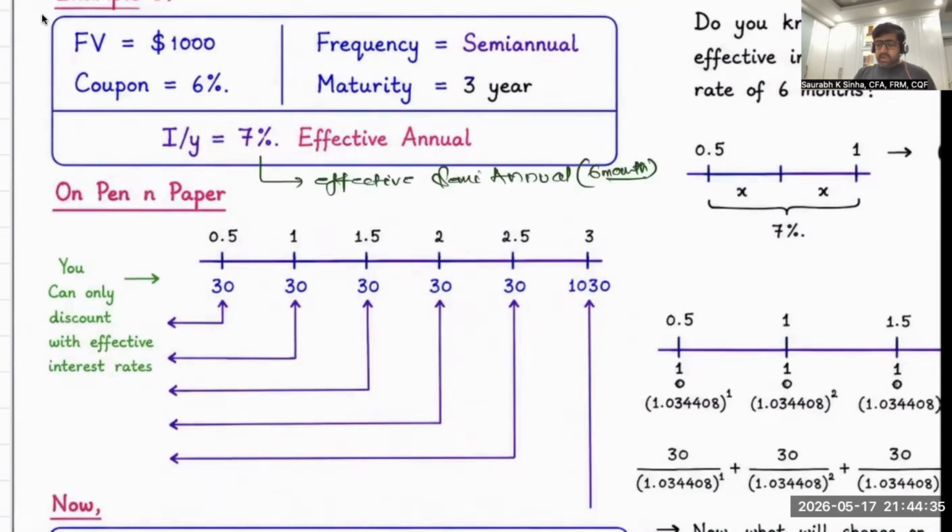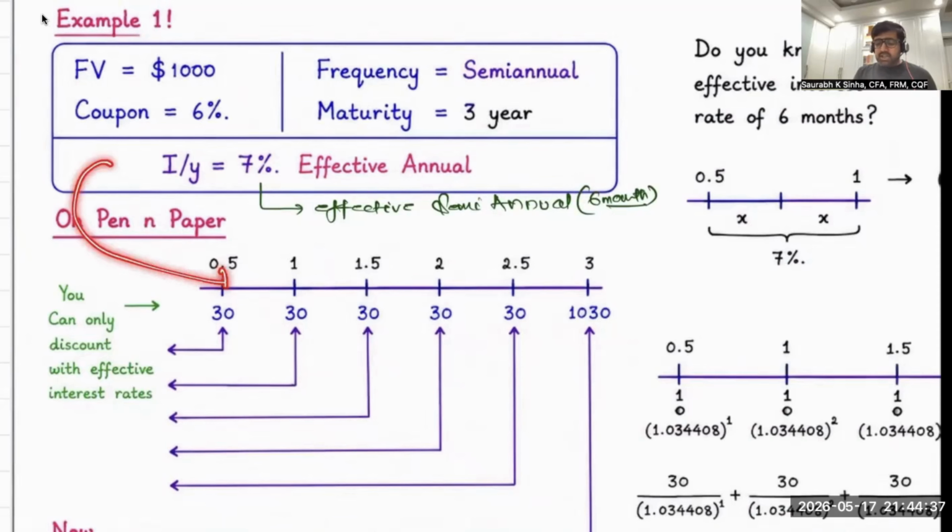So if you try to project the cash inflow with the help of the characteristics, FV, frequency, coupon, and maturity given, then you'll find that the cash inflow would be 30 after 6 months, then 30 after another 6 months, then 30 after another 6 months, then 30 after another 6 months, then 30 after another 6 months, and 1030. Now, when you try to discount this 30, you need the effective interest rate of 6 months. That is not given in the question.